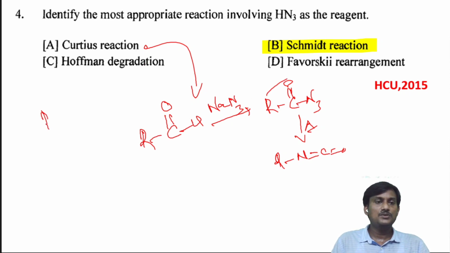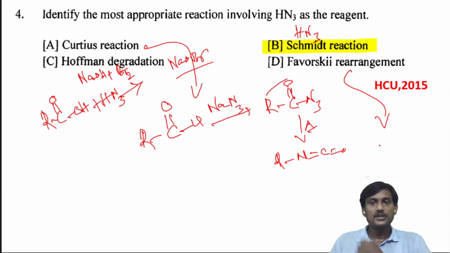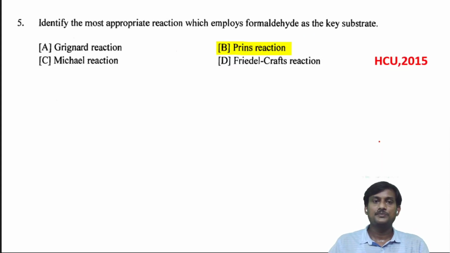In the Schmidt reaction, we use RCOOH, a carboxylic acid, and hydrazoic acid, HN3. When you treat with these, finally they will be converted into isocyanates. So in the Schmidt reaction, we use HN3 as a reagent. In Hofmann degradation, we use amides, and amides will be treated with NaOH plus Br2 or NaOBr. NaOBr is the reagent. The Favorskii rearrangement converts alpha halo ketones into carboxylic acids in the presence of base.